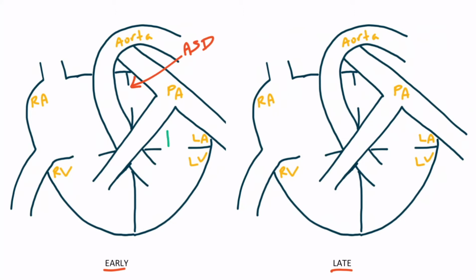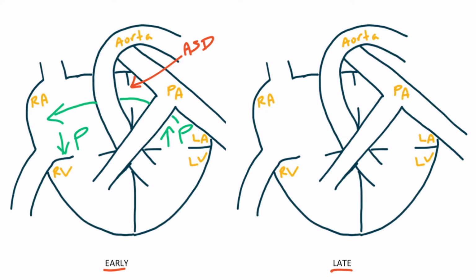The pressures on the left side of the heart are normally much greater than the right side of the heart. This is because the left side of the heart must pump against the entire resistance of the systemic vasculature, whereas the right side of the heart only has to pump against the resistance of the pulmonary vasculature. So the blood flows the path of least resistance. And in this patient with an ASD, the blood goes from the left atrium to the right atrium.